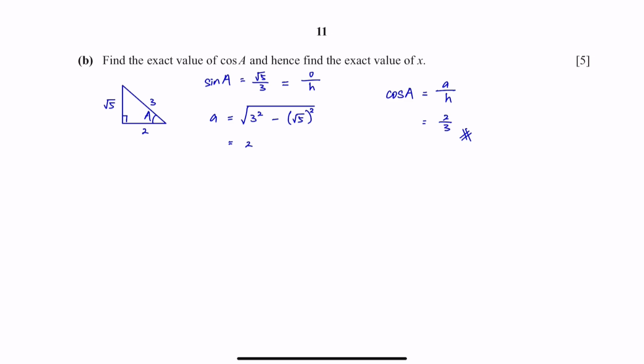And now we can find the value of x. So we can use the cosine rule. The cosine rule states that a squared equals b squared plus c squared minus 2bc cos A. Sorry, I said sine A, my bad.